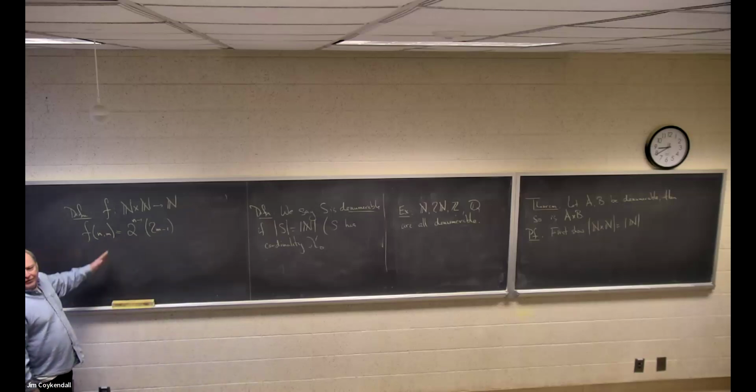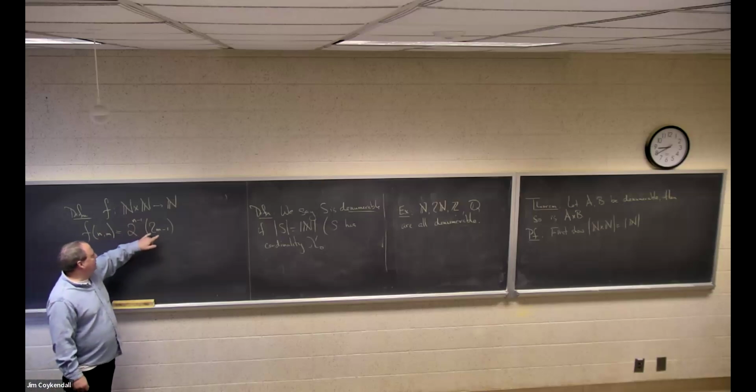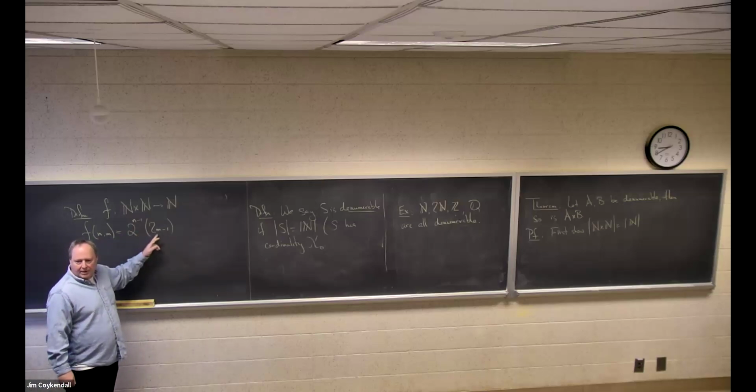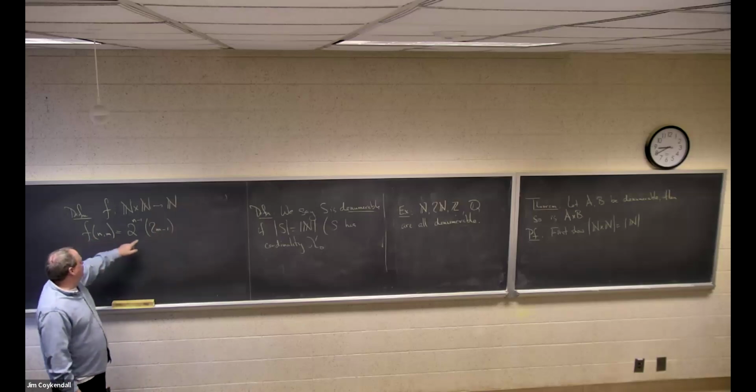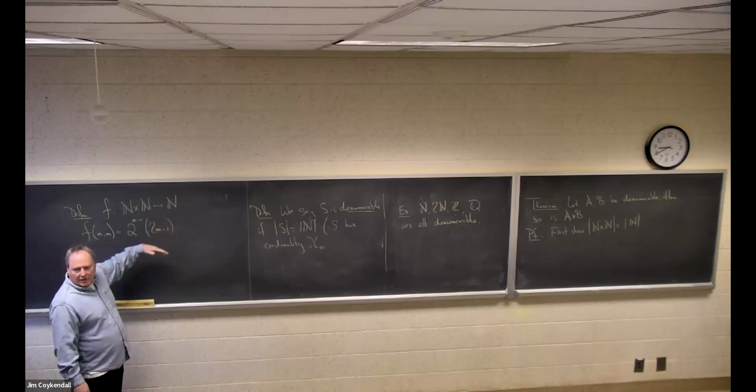First of all, would everybody agree that when I put in two natural numbers n and m, my output here is a natural number, right? It's a power of two times some odd number, and since m is at least one, this is at least one.